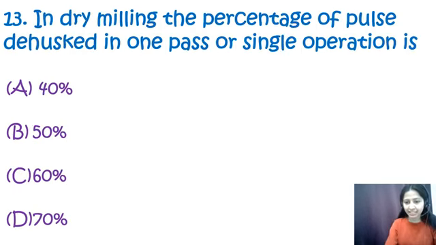So question number 13. In dry milling, the percentage of pulse dehusked in one pass or single operation is 40%, 50%, 60%, and 70%. So over here the correct option is B, that is 50%. In dry milling, about 50% of pulses are dehusked in one pass or single operation.